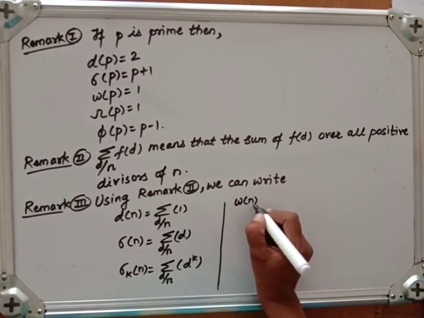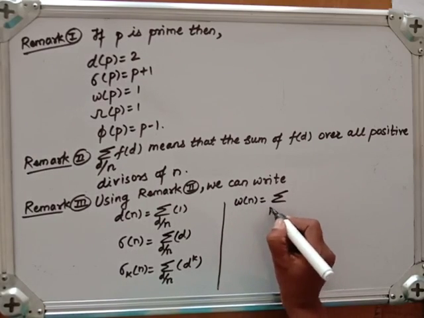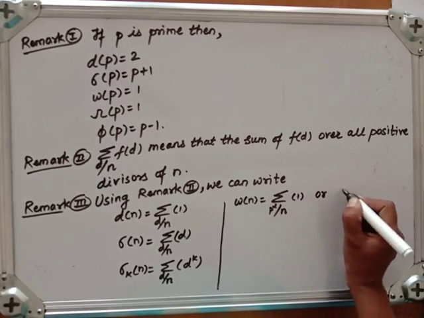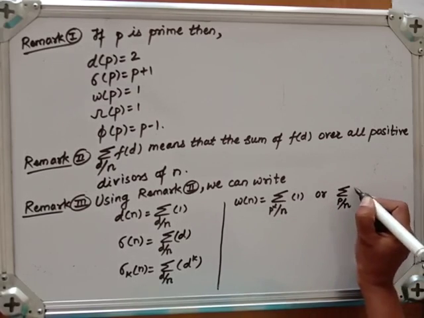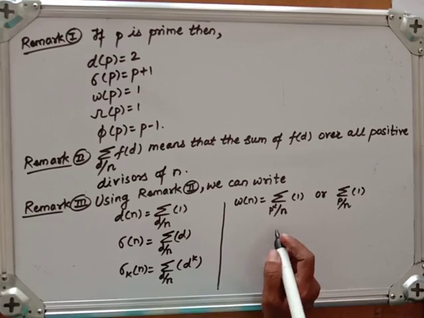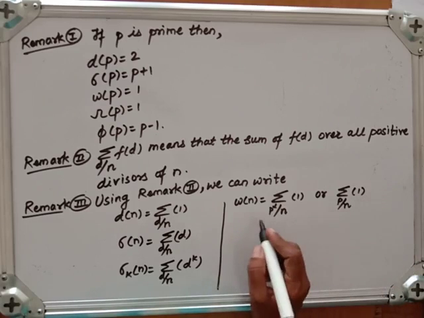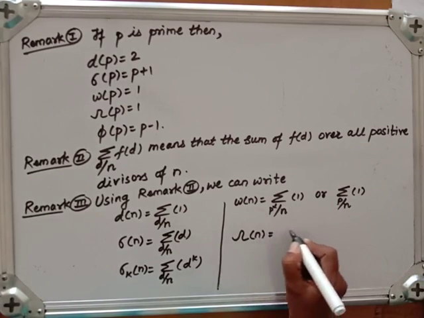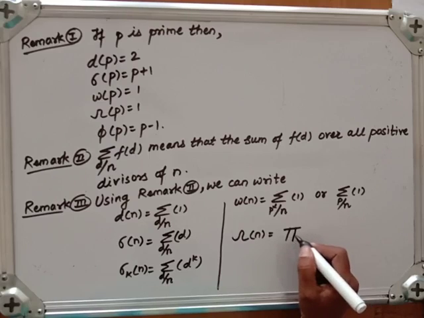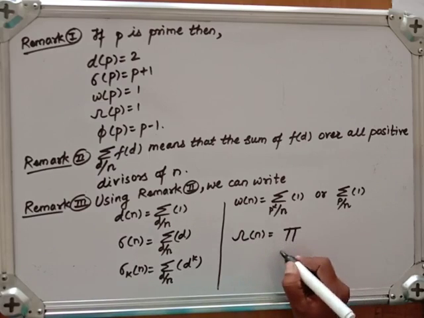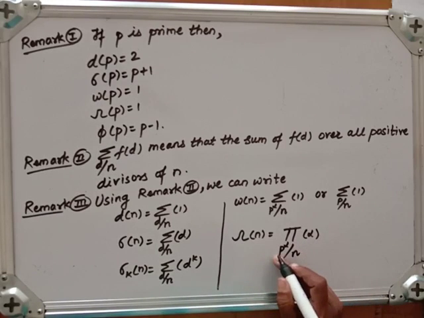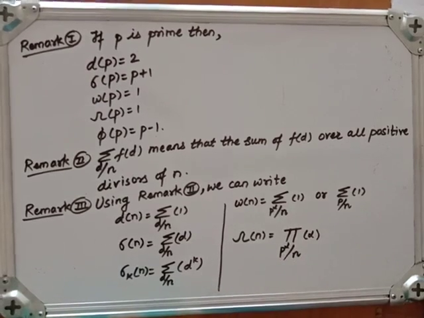Then omega n, what is omega n? It will be summation p raised to alpha divides n, here we get 1, or summation p divides n, the function will be 1. All primes we have to take only here. Then capital omega of n will be the product of these alphas, p raised to alpha divides n. So we have to take the product of these alphas, the indices, only. Okay. Now let's see one more remark.